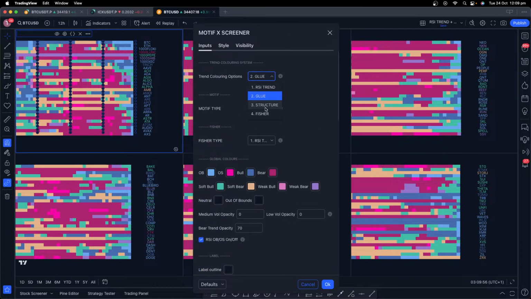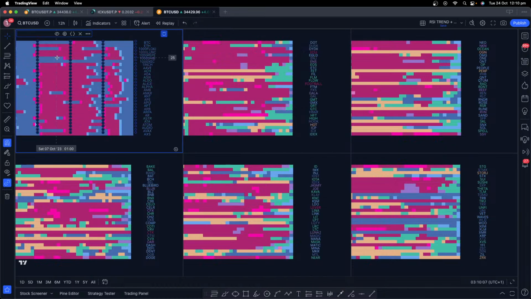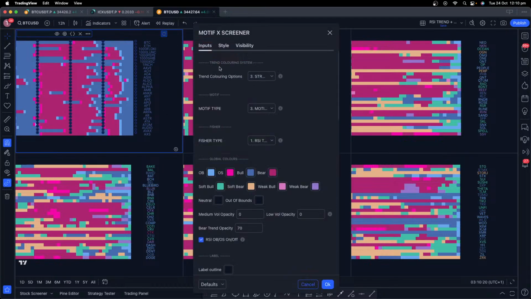There are multiple different settings in here. We have my RSI trend colors, we have the glue, which is my personal indicator, it's my favorite one. We have structure, so the structure right here will give you my structure indicator colors. It's very simple. Red is downtrend, blue is an uptrend, and we can see that right there. It's played really well. Bitcoin and the rest have followed. We also have the Fisher. I'm going to get into that. That's another cool sort of element to this.